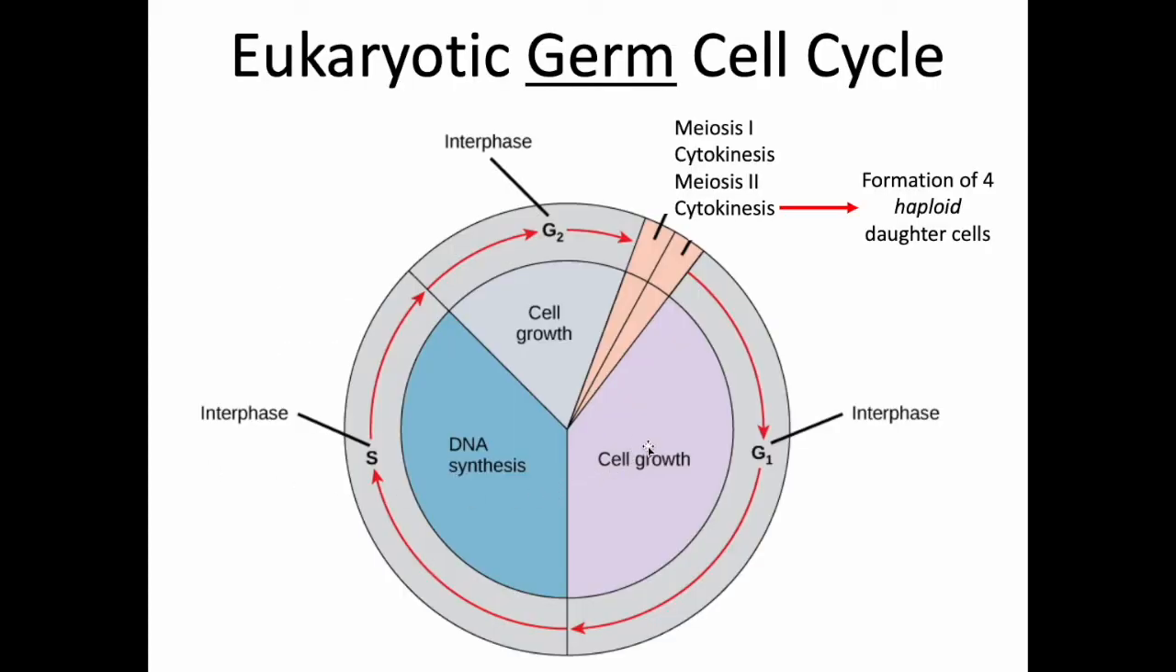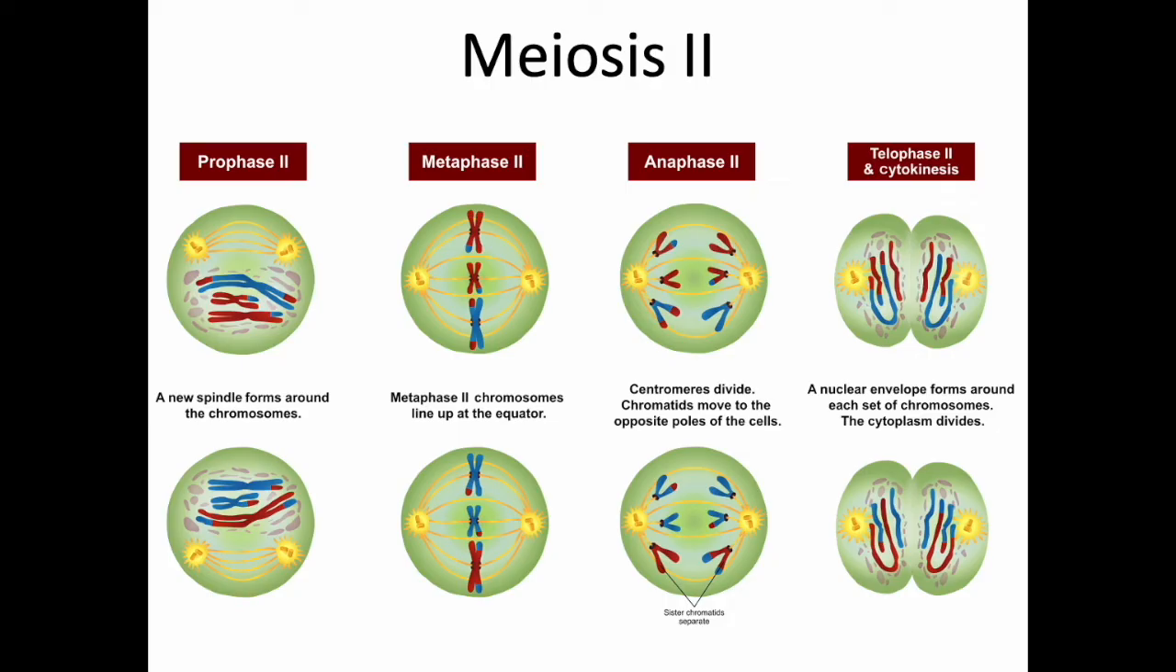You don't have another cell growth. You don't have another DNA replication. You don't have another G2. After cytokinesis, you go to meiosis II. So, what happens in meiosis II? Well, got another figure to show this.